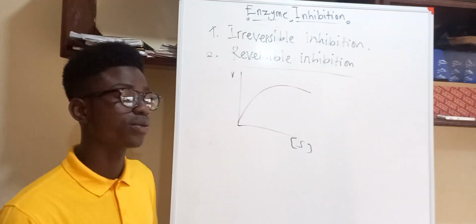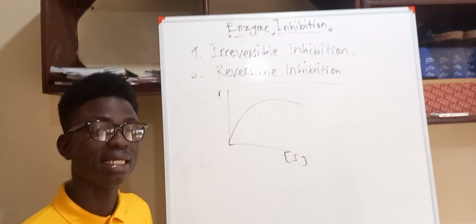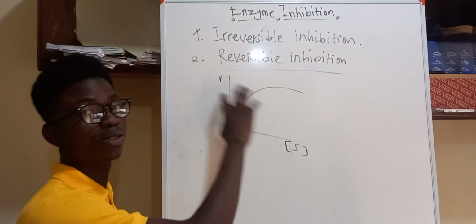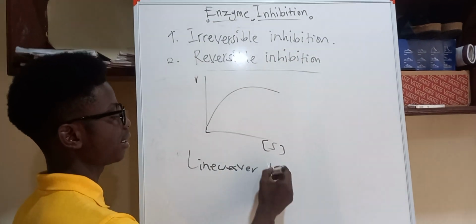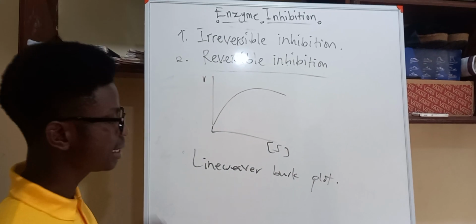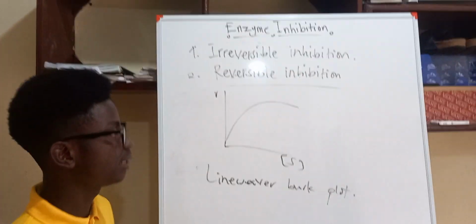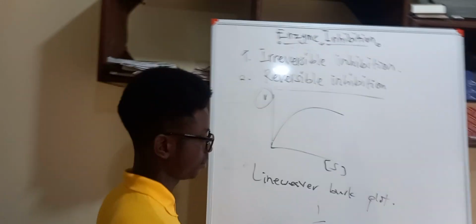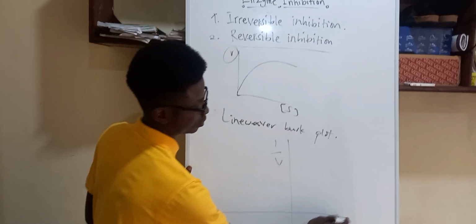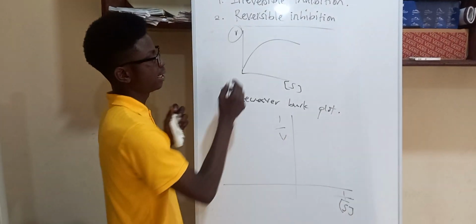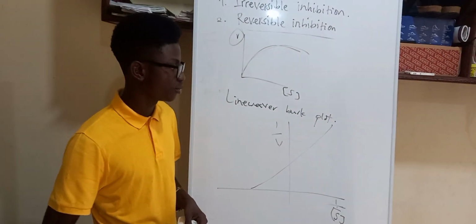Now, studying graphs that are not regular is very, very difficult. So we have these men who also came up with a different plot, but it is actually the same thing. They took the inverse of these two, and that plot is called the Lineweaver-Burk plot. So this Lineweaver-Burk plot is just a modification of the Michaelis-Menten plot. What they did is find the inverse of this, that's 1 over v, and plot it against the inverse of the substrate, 1 over s. So when you do this, instead of this going this way, it rather goes this way. You see this is a straight line, and studying straight lines is very, very simple.